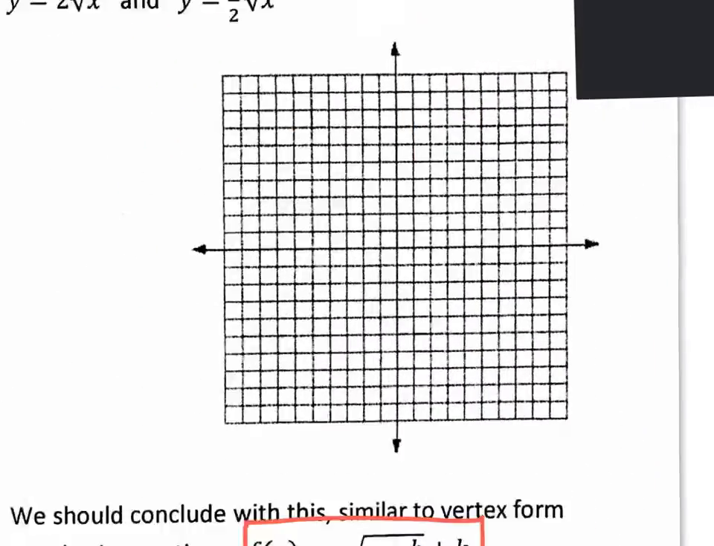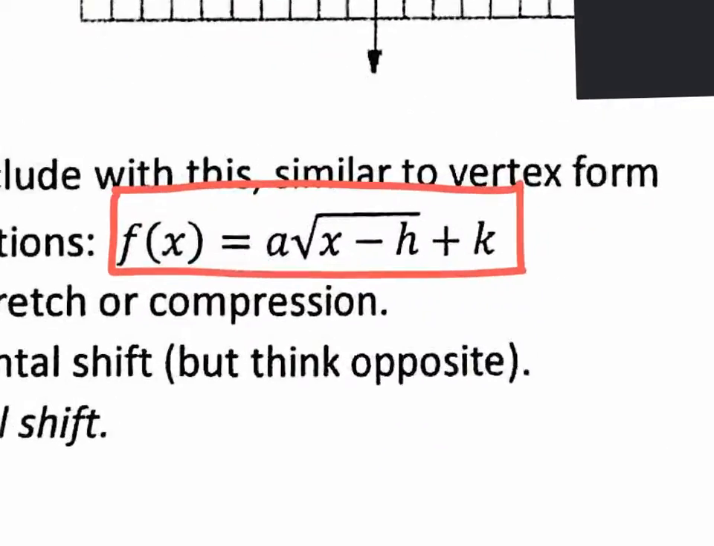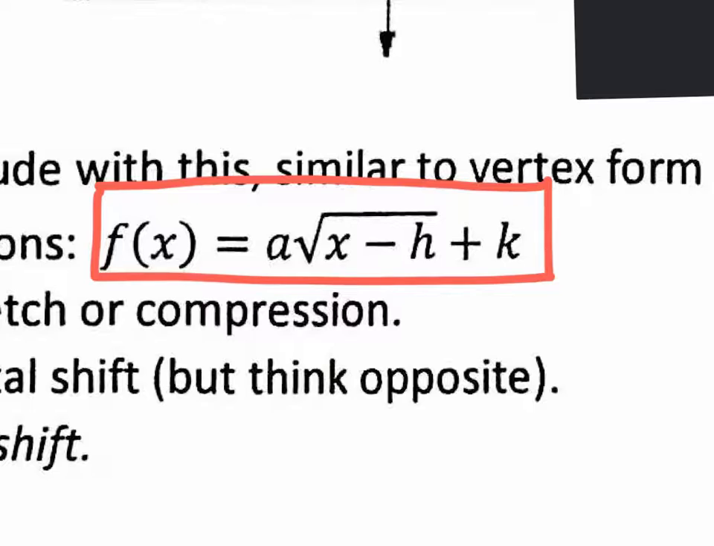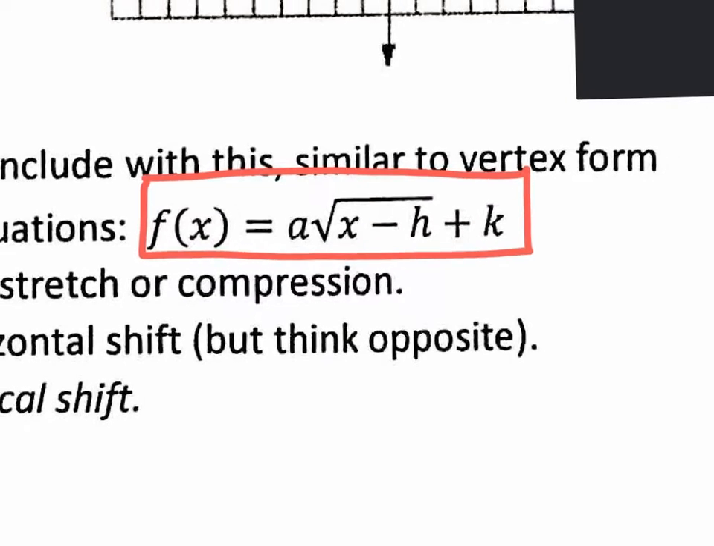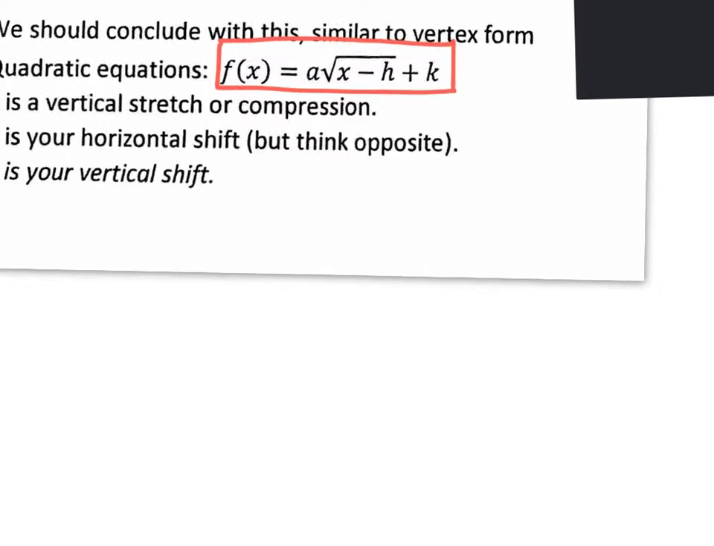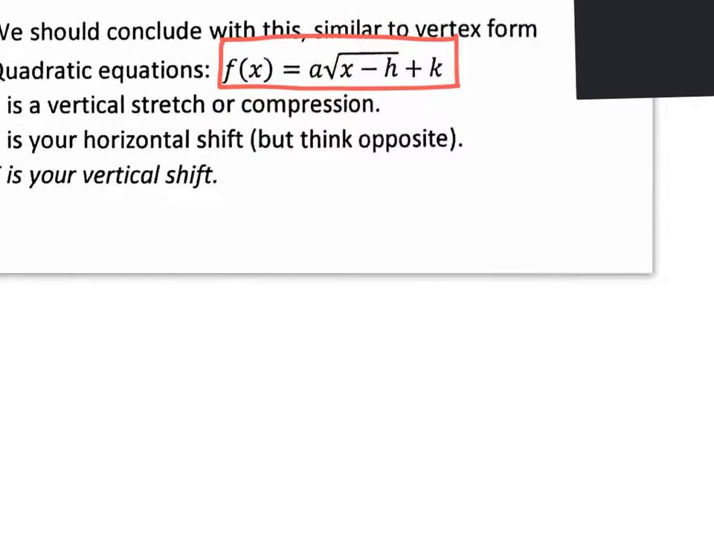Now, if you look down here at our notes, that explains why we have to think opposite on h. We think opposite on h because it says minus h, and the minus sign is truly telling you to think opposite. The plus k is telling you to take k for what it is. Now, this shouldn't be that shocking, it should be familiar to you because we've already done parabolas in vertex form.